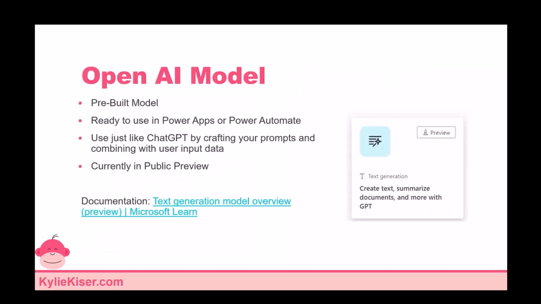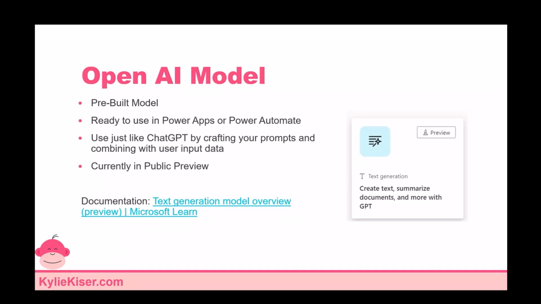So now in preview, there is an OpenAI model. It's this text generation model, and that will let us use basically ChatGPT in Power Apps or Power Automate. And you still want to remember crafting prompts and a lot of the things that we've been talking about in the other sessions today. But then you can either get data from a user and put it in this model, or take data from this model and send it out.